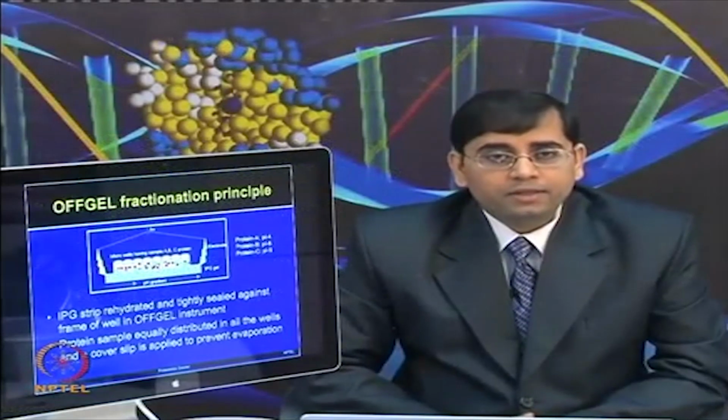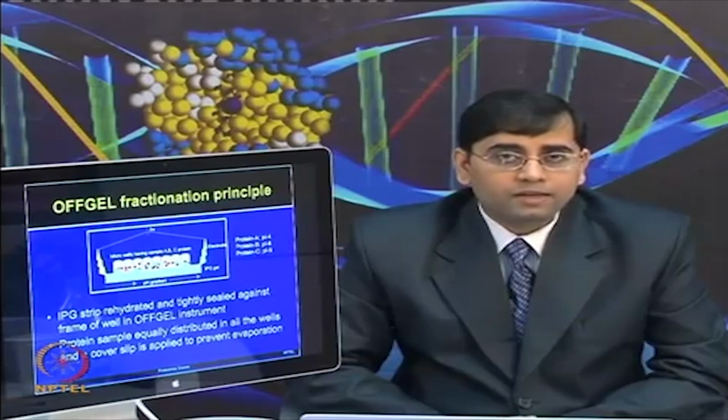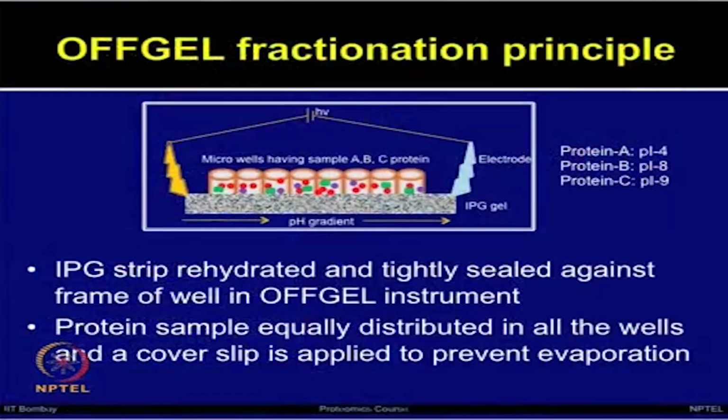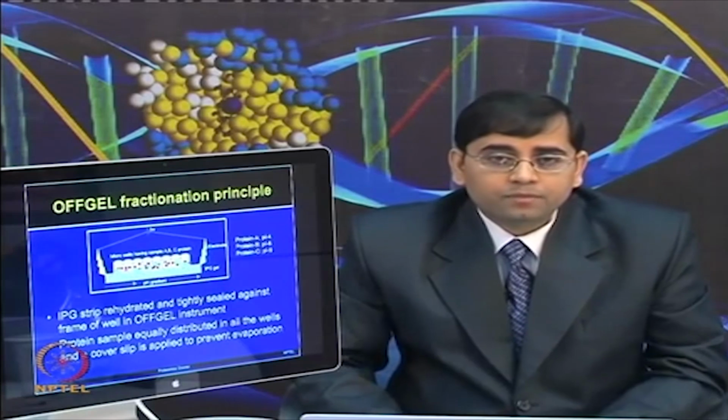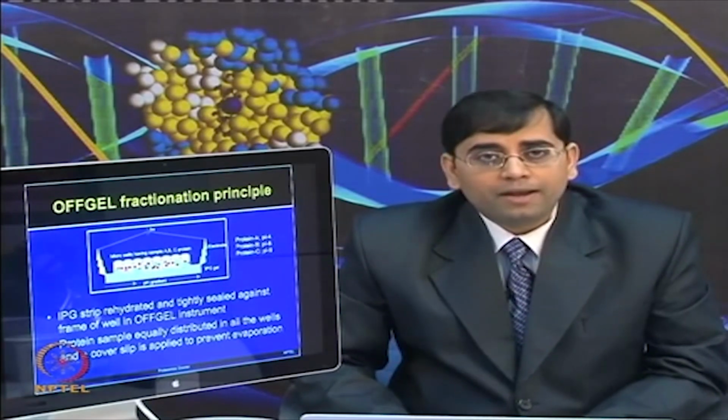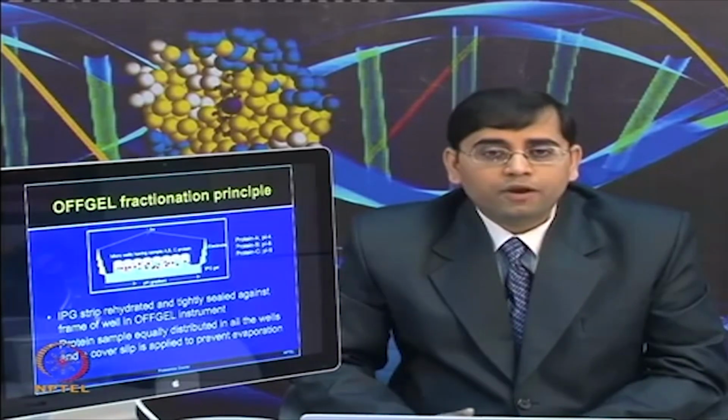I will briefly mention here the fractionation principle involved in the off-gel method, where the IPG strip can be rehydrated and tightly sealed against the frame of the well in the off-gel instrument. I am giving you an example here for 3 proteins. Let us say you want to separate protein A, protein B and protein C. Each of these proteins has a different isoelectric point: pI 4, 8 and 9. Now, in the isoelectric focusing instrument, when you add your IPG strip, you apply your protein sample, and you have tightened the wells, the protein samples will be equally distributed in the wells throughout the IPG strip. Then you need to apply a cover slip, so that you can avoid any evaporation issues.